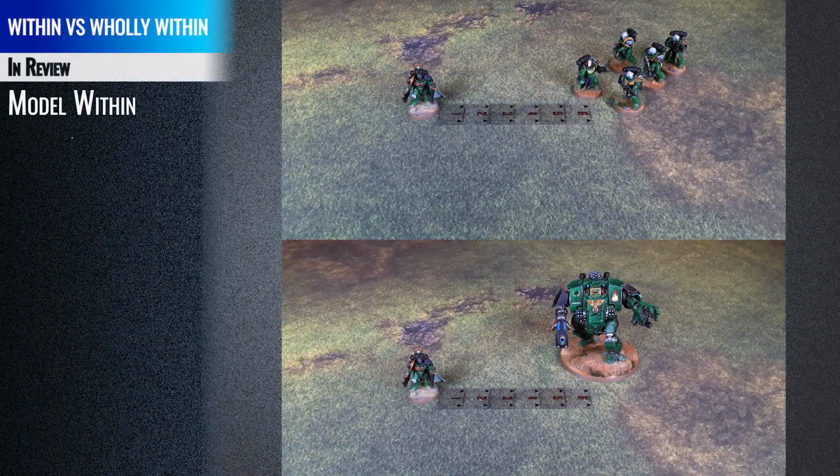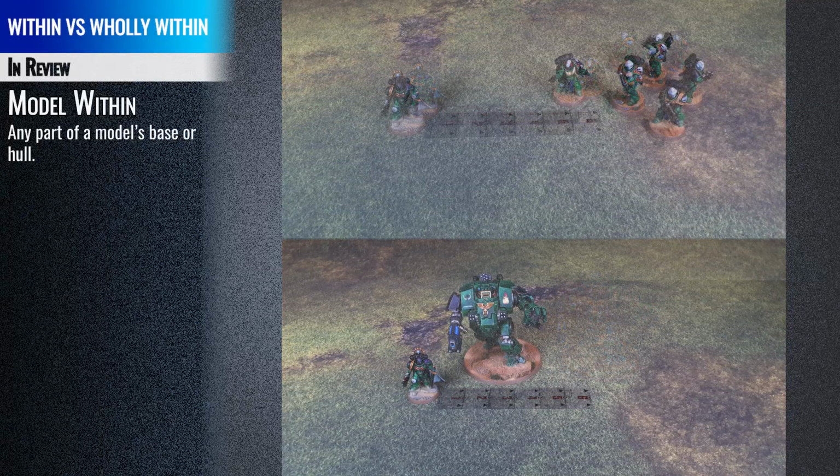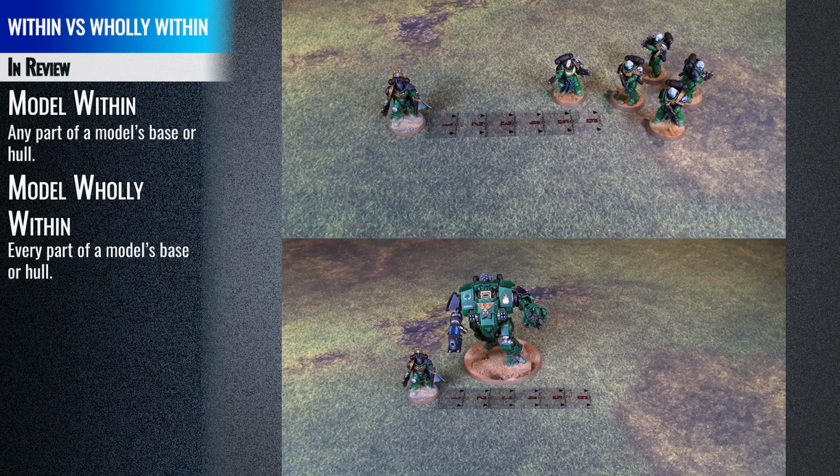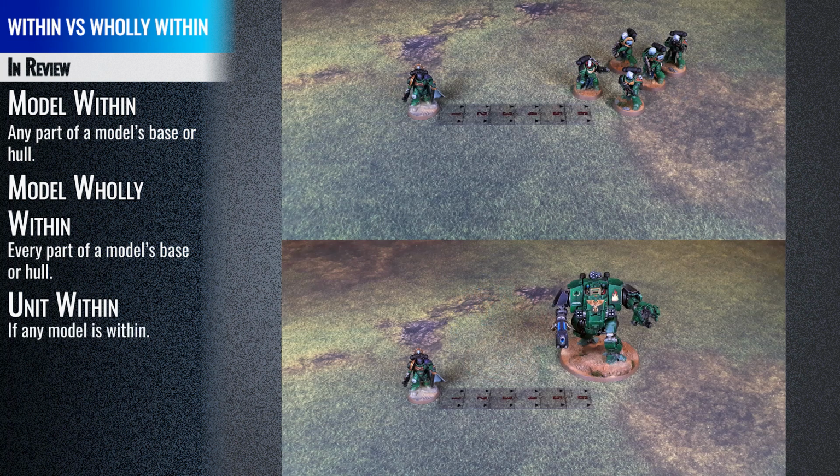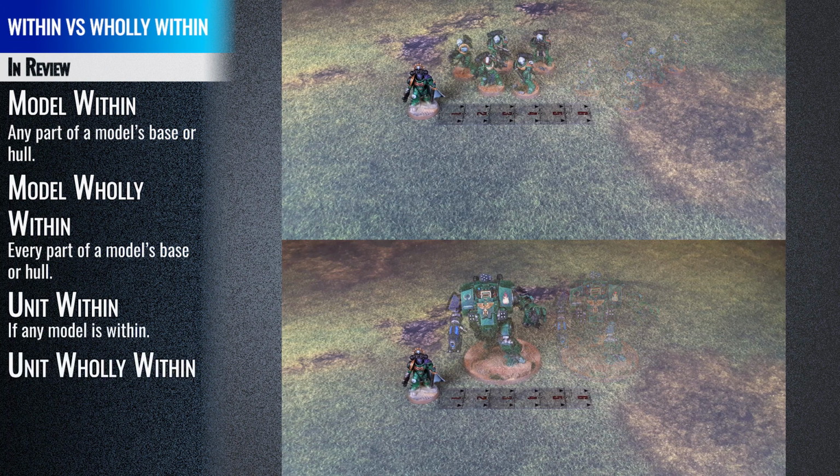In summary, model within is any part of the model's base or hull. Model wholly within is every part of a model's base or hull. Unit within is any model within. And unit wholly within would require every model to be wholly within.